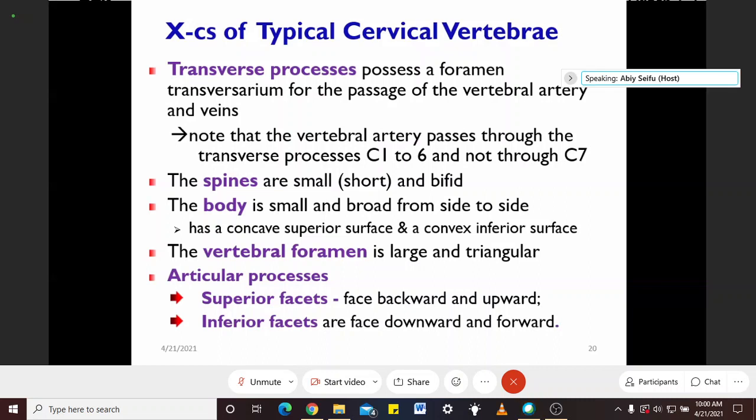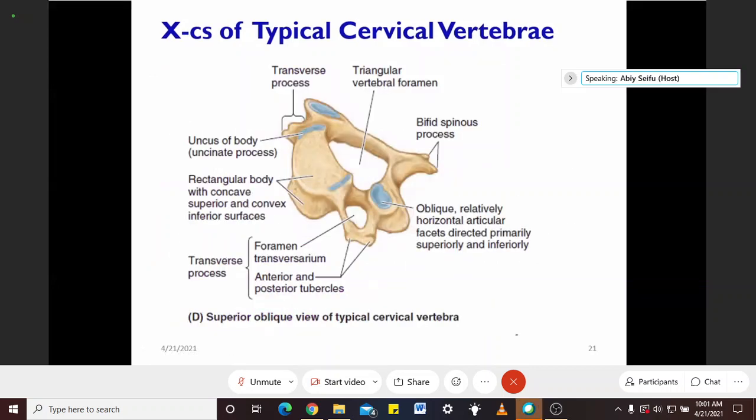The articular process, which has the superior facet and the inferior facet, their orientation is somewhat different from the other one, which reflects the types of movements that occur on these regions. For instance, the superior facet faces backward and upward, whereas the inferior one is opposite. Let's see in the picture.